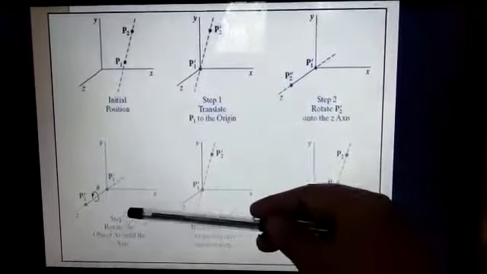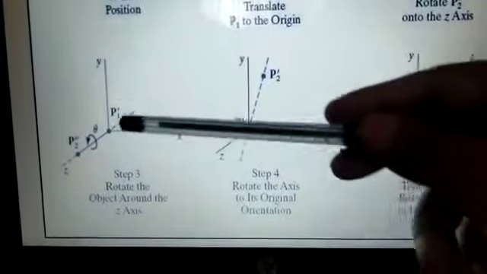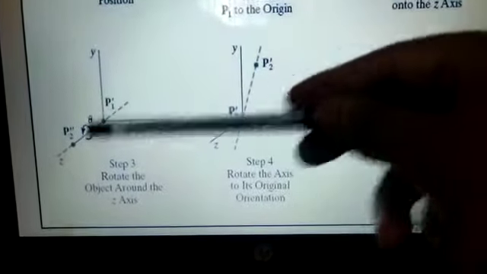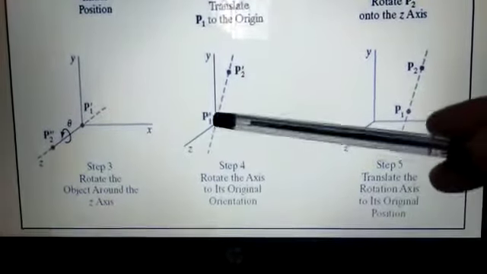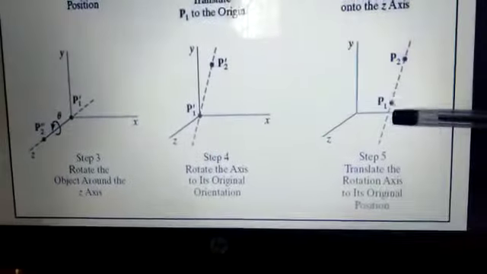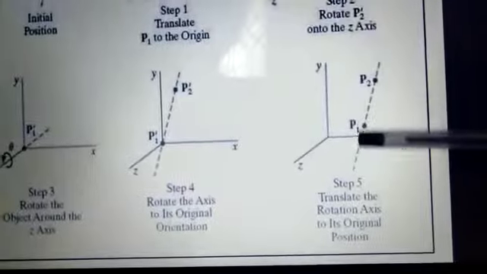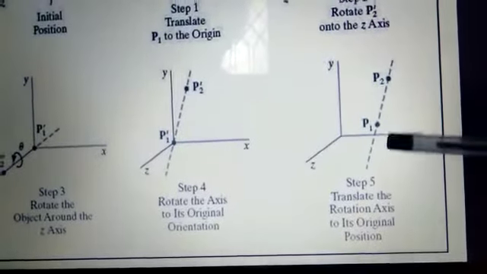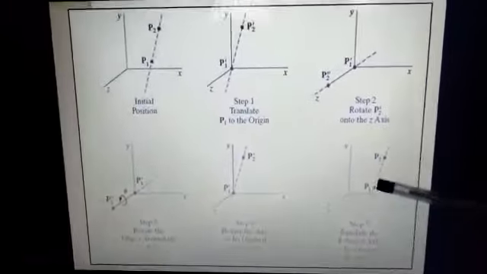Then in step 3 we are performing the rotation of that particular object around the z-axis. Then in step 4 we are rotating the axis to its original orientation, how it was earlier. Then once again we are translating back with the rotation axis to its original position. So this also can be used as one more example of composite transformations.